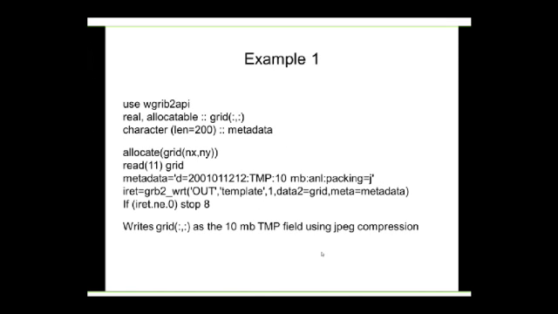Here's an example of writing one grib message. You have to load the module, allocate your data, and define your string. You see metadata equals; that's your metadata. It's sort of easy to read. No more IKPDS equals blah. Then you write it: output file out, template assuming it's defined, the grid, and your metadata.